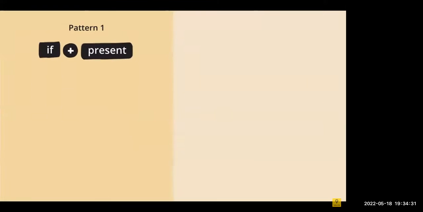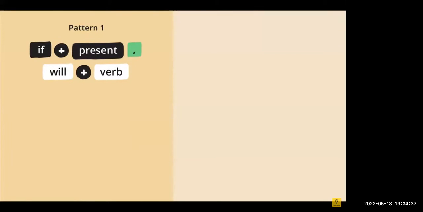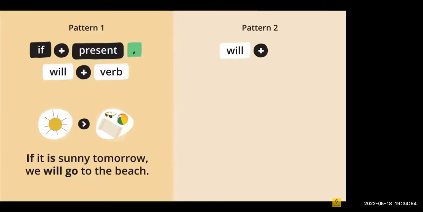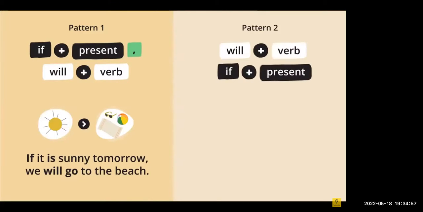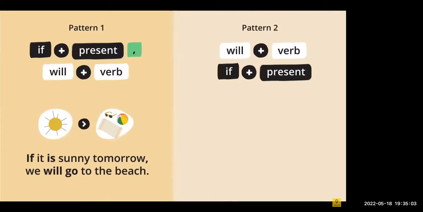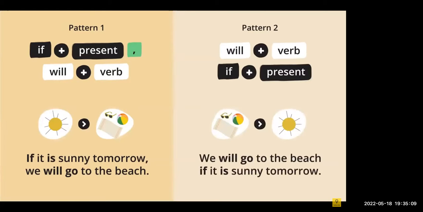The most common first conditional pattern is if plus present, will plus verb. Note that we use a comma after the if clause. For example, if it is sunny tomorrow, we will go to the beach. The if clause doesn't have to start the sentence. Another common pattern for the first conditional is will plus verb, if plus present. Note that we don't use a comma before the if clause. For example, we will go to the beach if it is sunny tomorrow.